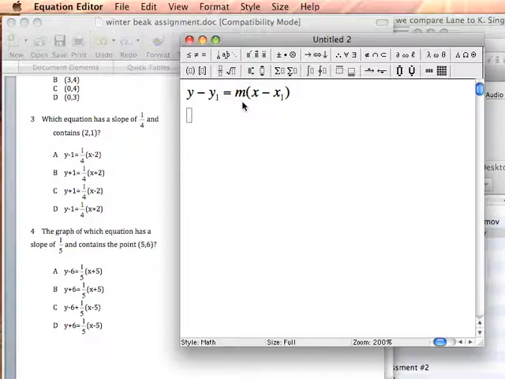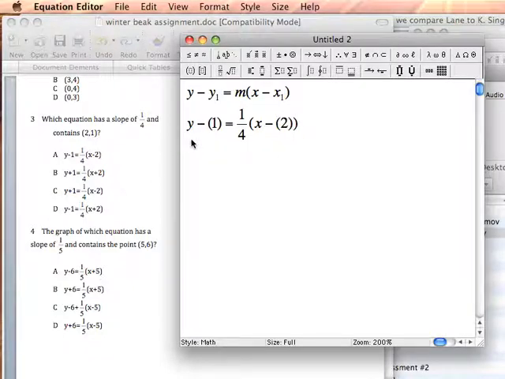So in the coordinate, it's 2, 1, so it's going to be y minus 1 equals, and m is the slope, and they tell me a slope of 1/4, so I'm going to make a fraction, 1/4. And then the next part, x stays the same, but I'm going to substitute the x sub 1 with 2.